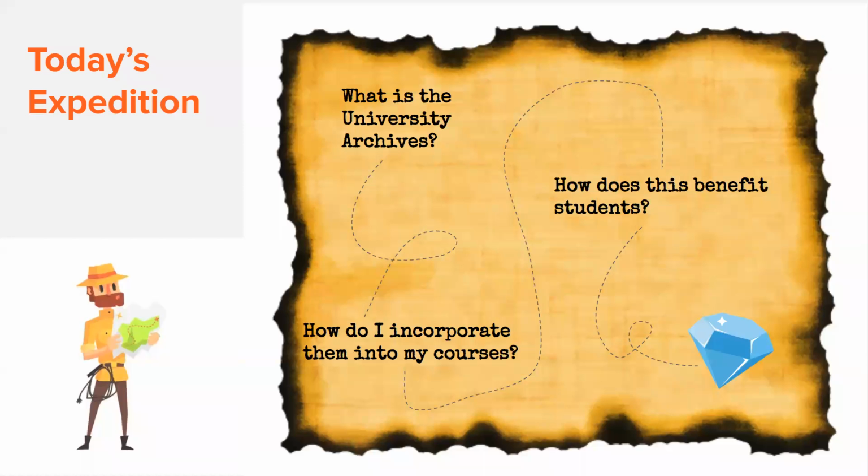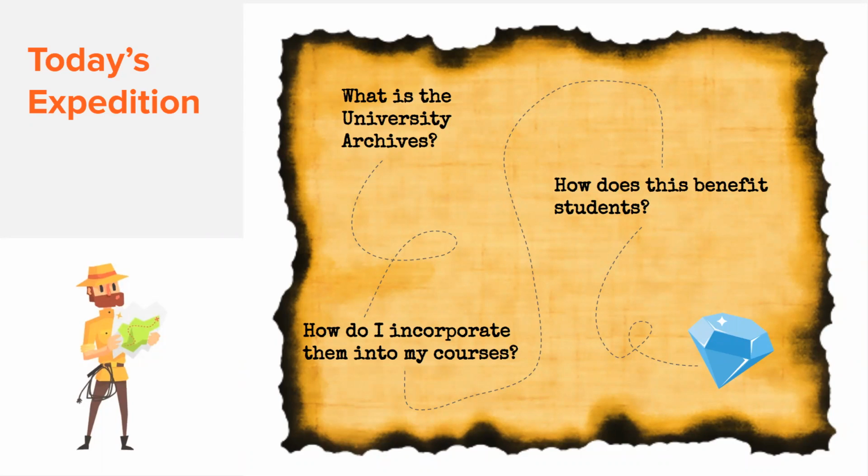So for today's so-called expedition, I always like to use this map as a good way to show what we're going to cover today. And when I think of archives, I think of finding cool things, like buried treasure. And so that's why I went with this theme of using a treasure map to get where we need to be. So our first stop is going to answer the question, what is the University Archives? And then once you understand that, we're going to move on to how to incorporate them into your courses.